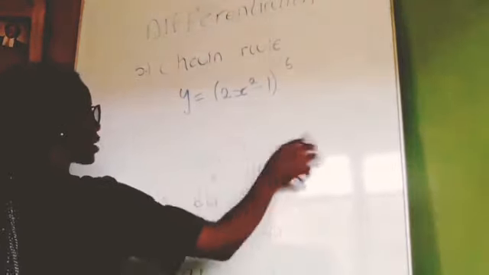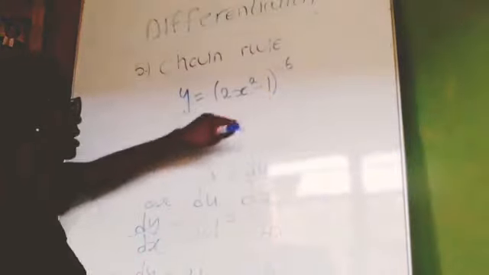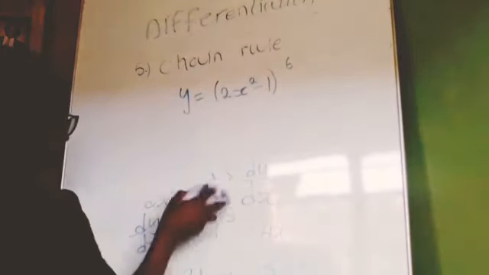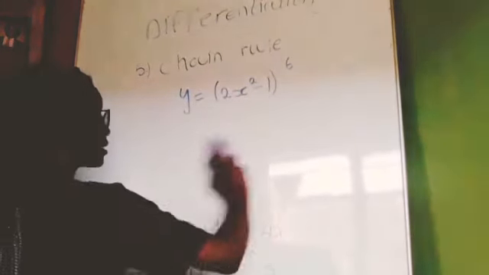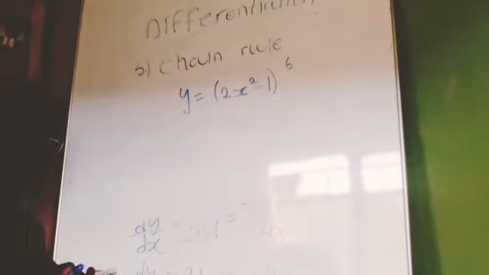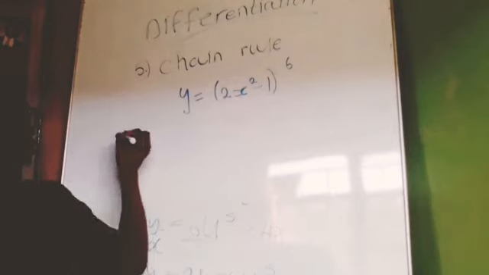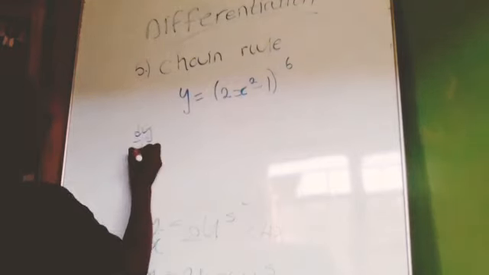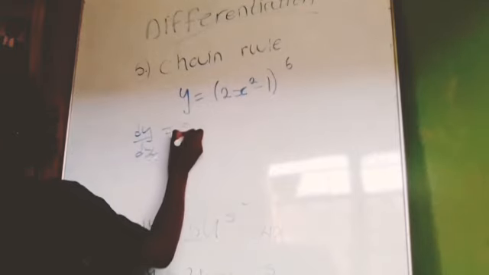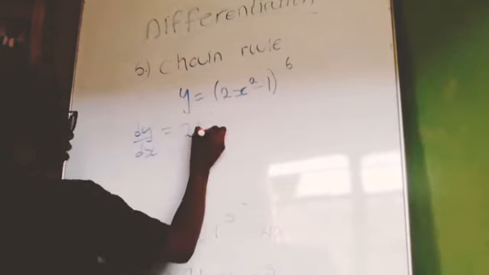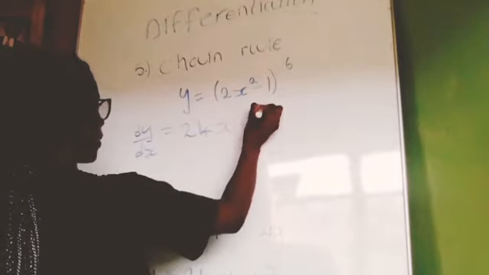Okay. So I hope you remember that we let u be equal to this. Please don't forget that. So from here we have dy/dx is equal to 24x u to the power 5. Let me just write it on top. So dy/dx is equal to 24x u to the power 5.